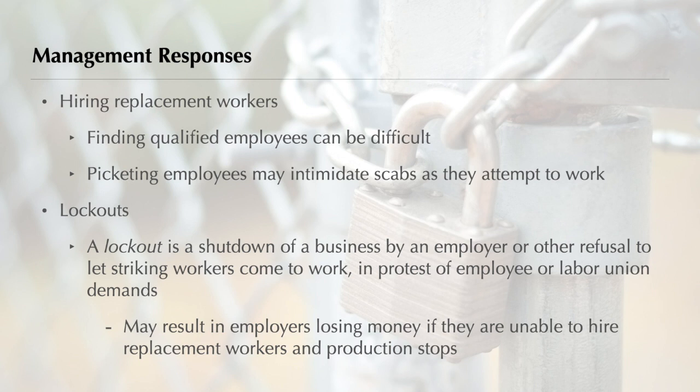A lockout occurs when an employer closes a company's doors to striking workers until negotiators can reach a contract agreement that is satisfactory to management. Striking dispatchers who have been locked out by the police department will not be allowed to return to work, even if the strike ends before an agreement is reached. Lockouts can cause problems for employers, however. Employers may lose money if they are unable to hire other workers and production stops.